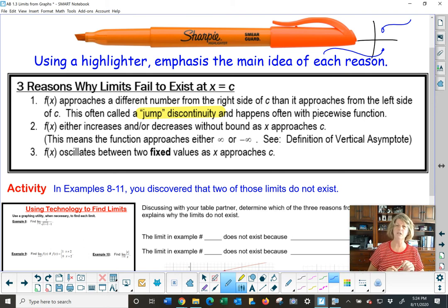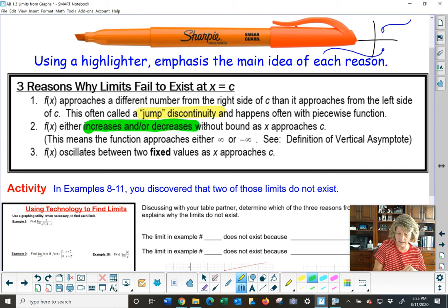Number 2, what did you highlight here? f of x either increases or decreases without bound as x approaches C. That means that the function either goes to infinity or negative infinity, which really describes a vertical asymptote. And that we will see be the definition for a vertical asymptote when we get back into section like 1.14, it's either 14, 15, somewhere in that area.